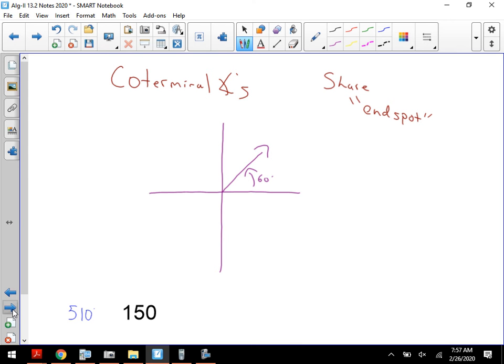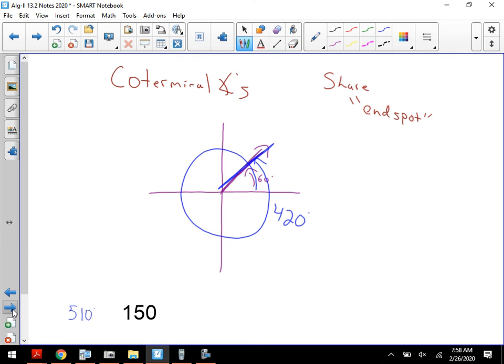Now, how long does it take me to get back to 60 degrees if I continue to rotate around? 360 degrees. So if I start here and I go all the way around again, what am I at now? 420. So coterminal angles are two angles that share the same endpoint. What you do here to find coterminal angles is you're basically adding or subtracting multiples of 360. So a positive coterminal angle here would have been 420 degrees.